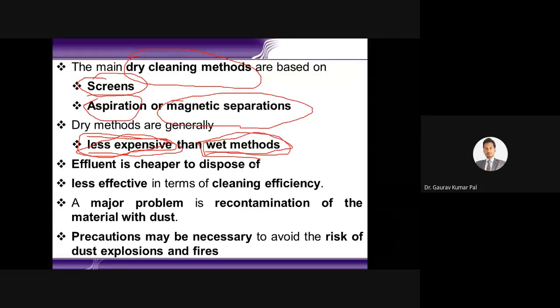So the thing is, in drying methods, most of the effluent is cheaper. However, they are less effective. If we want to know the effectiveness of our method, in dry method and wet method, which one is better? In that case, wet method will be better. They have more efficiency, more cleaning efficiency, or we can say they are more effective as compared to the dry methods.